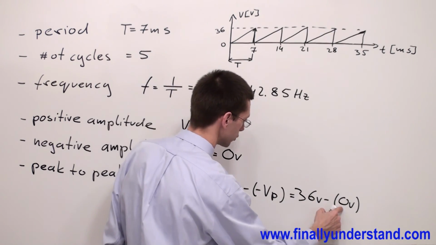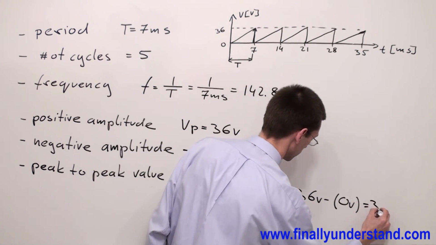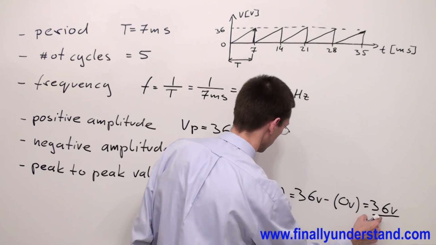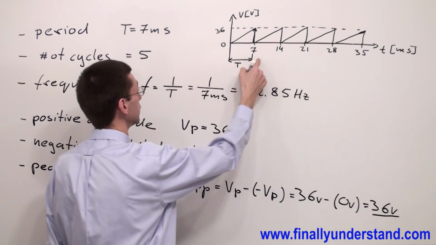36 minus 0 is 36 volts. This is the peak-to-peak value for this wave.